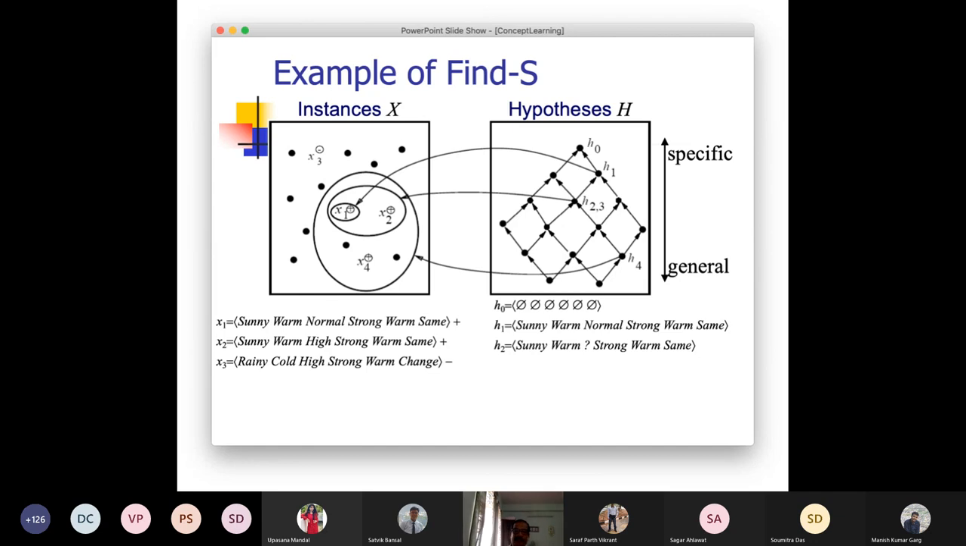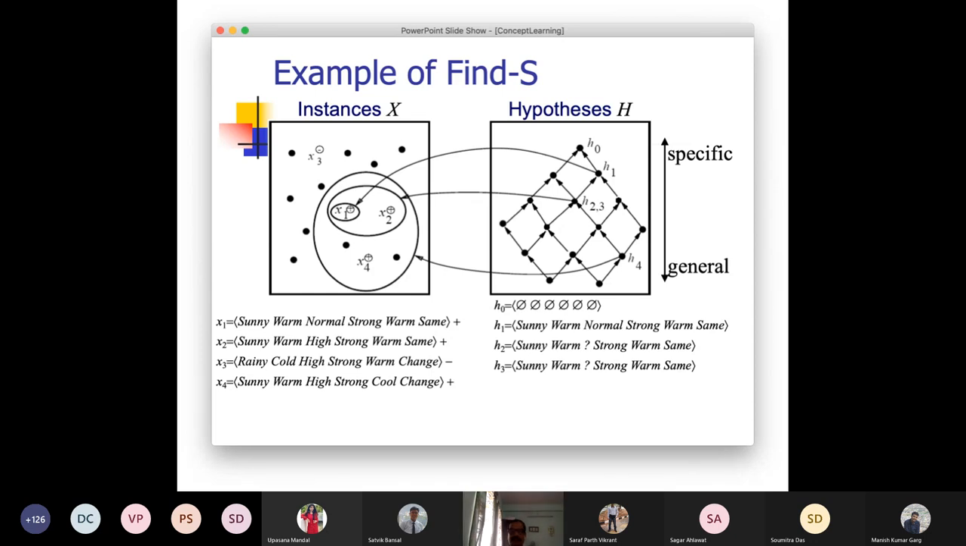So what should H3 be? With respect to every input sample and the next hypothesis you'll be considering, what should H3 be? Same as H2. Exactly, right. Let us consider the fourth training example: sunny, warm, high, strong, cool, change, and it is a positive example.